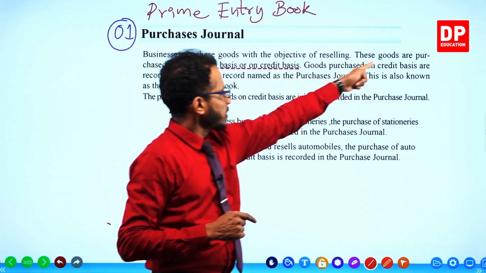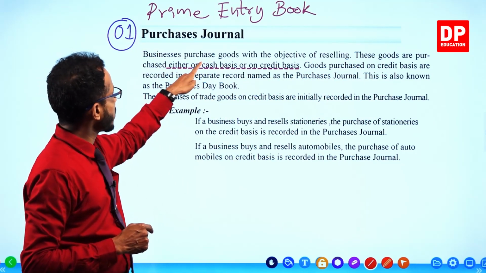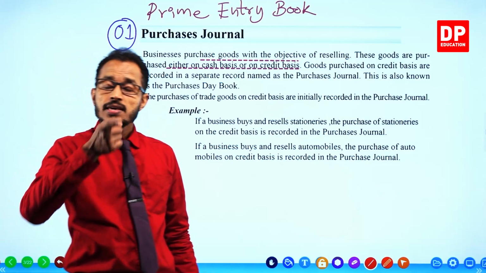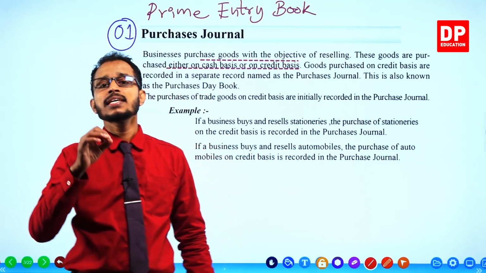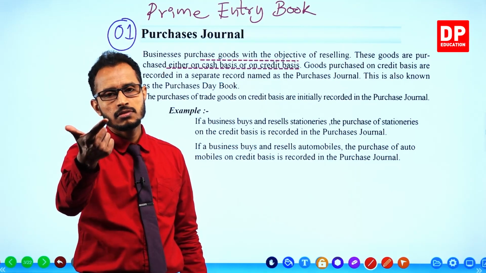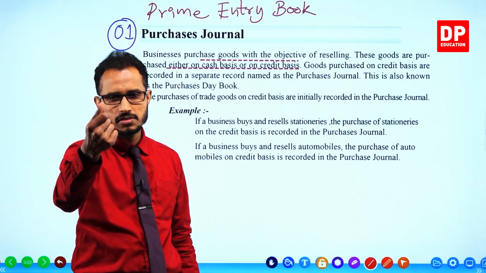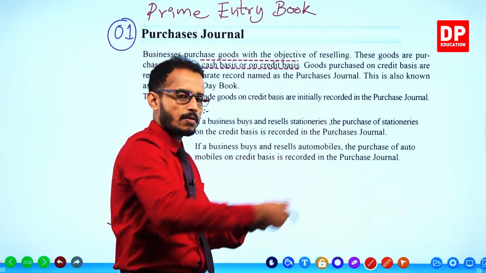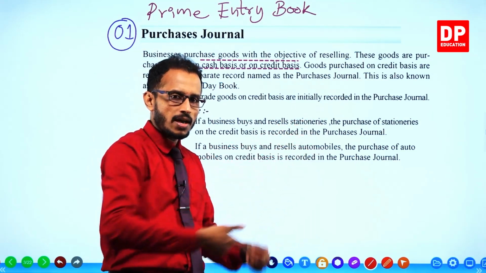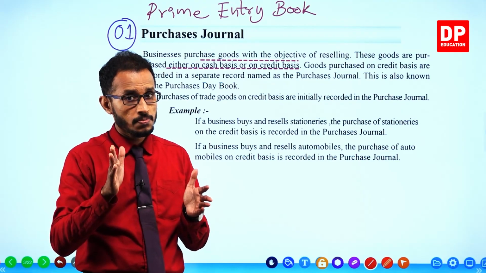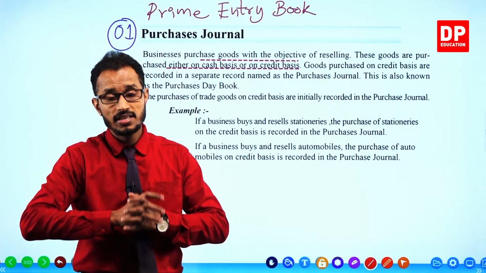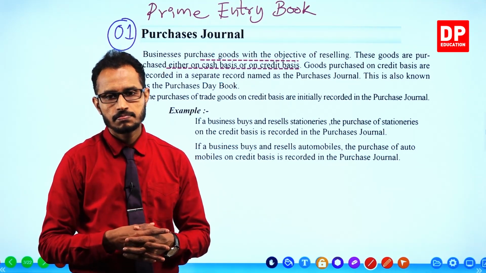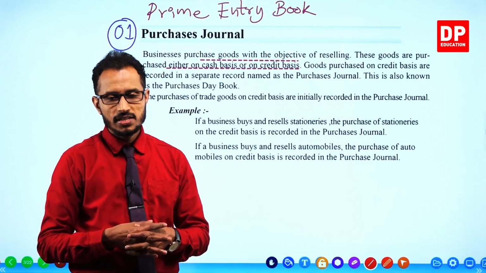These goods are purchased either on cash basis or on credit basis. Cash basis purchases are known as cash purchases. Goods should be purchased by paying cash. Then cash purchases go to the cash book. They are recorded in which prime book? That's right. Cash book.